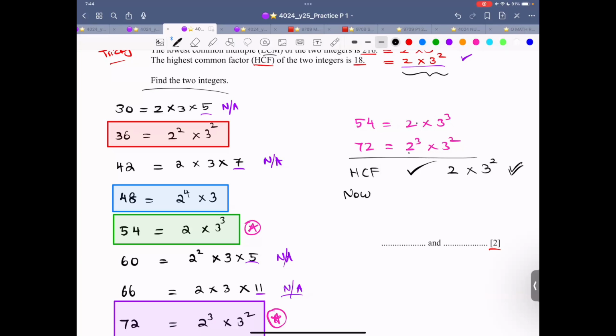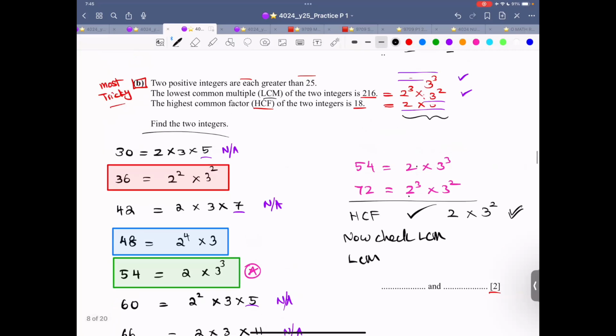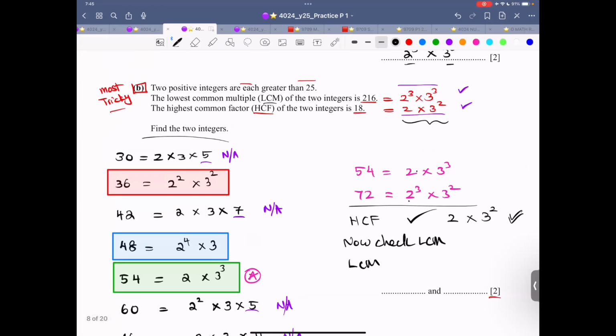Now check LCM. When I check LCM, what's the LCM? So lowest common multiple, 2 cube and 2, that is 2 cube. 3 cube and 3 square, that is 3 cube. So this is 2 cube into 3 cube. That is also good. Therefore, the two integers are 54 and 72.